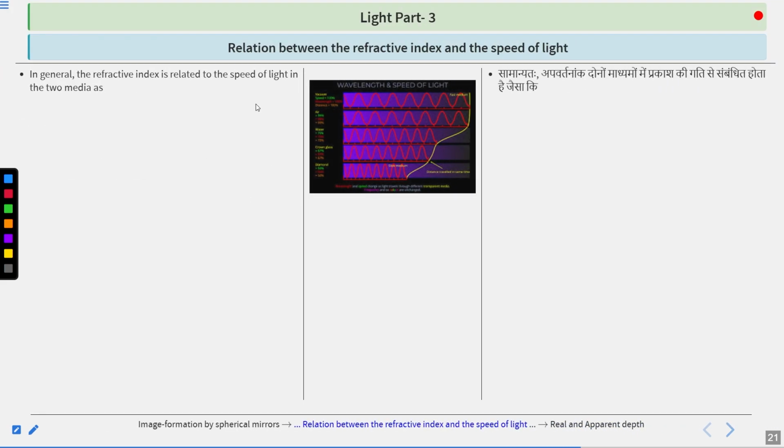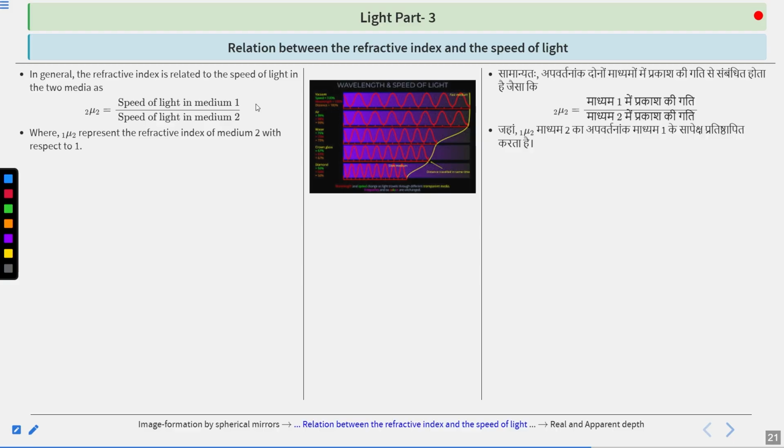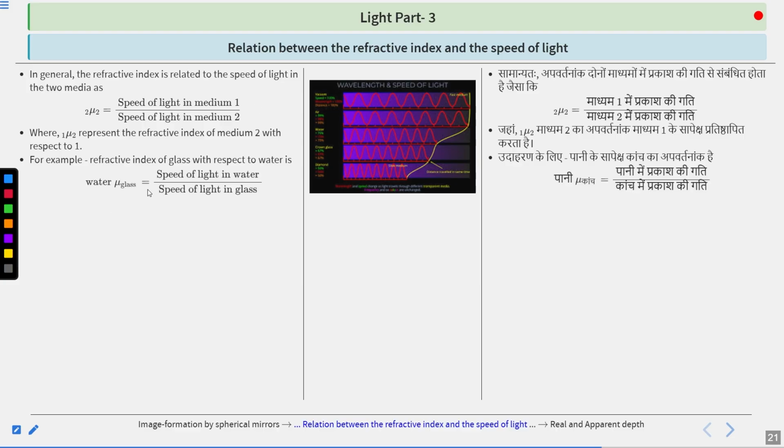In general, the refractive index is related to the speed of light in two media as 1 mu 2 equals the speed of light in medium 1 divided by the speed of light in medium 2, where 1 mu 2 represents the refractive index of medium 2 with respect to medium 1. For example, the refractive index of glass with respect to water is water mu glass equals the speed of light in water by the speed of light in glass. Note: refractive index is a scalar quantity. It only has a magnitude, no direction.